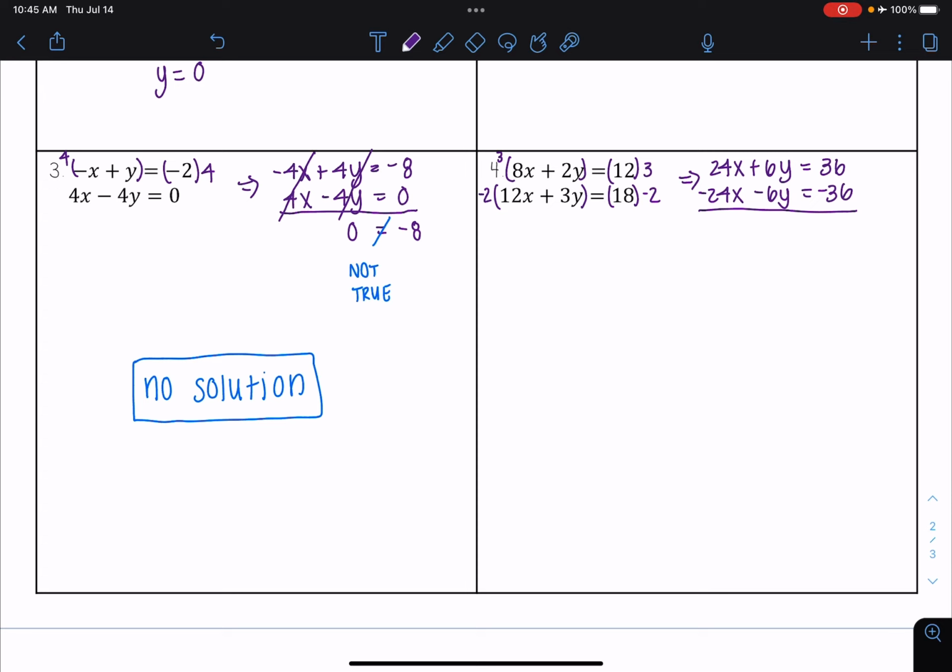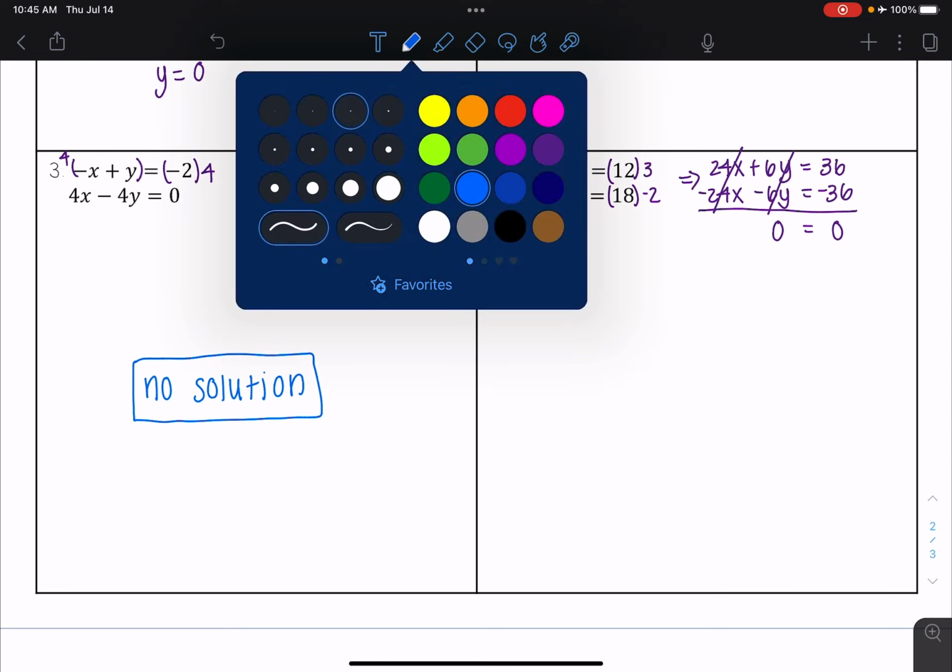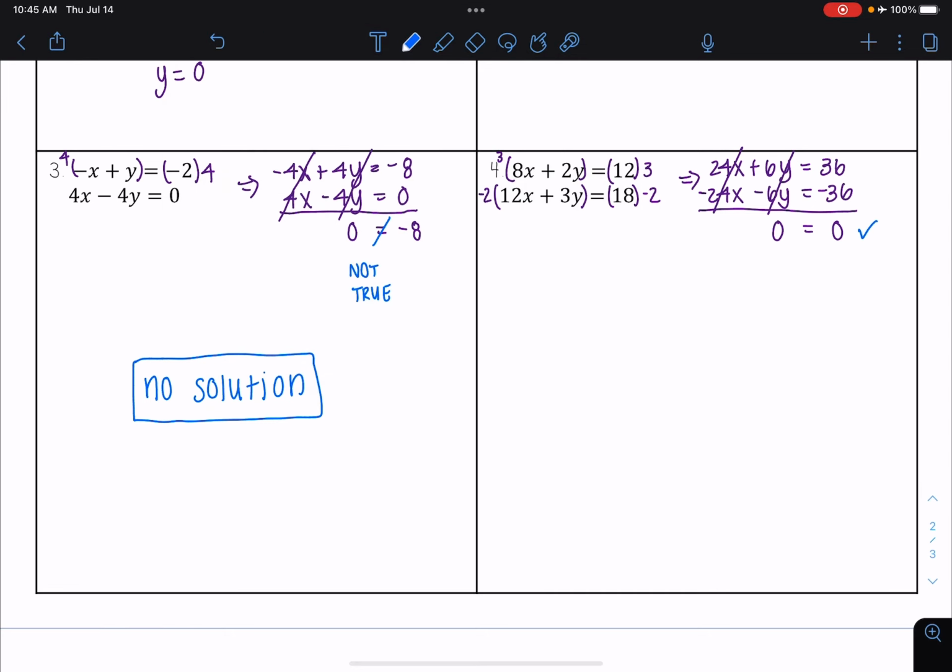So I see my x's cancel like I wanted them to. I see my y's also cancel here because 6y minus 6y is 0. So I end up with 0 on the left-hand side. And then on the right-hand side, 36 minus 36 is also 0. So here I end up with a true statement: 0 is equal to 0. So since I end up with a true statement, the answer here is going to be infinitely many solutions.